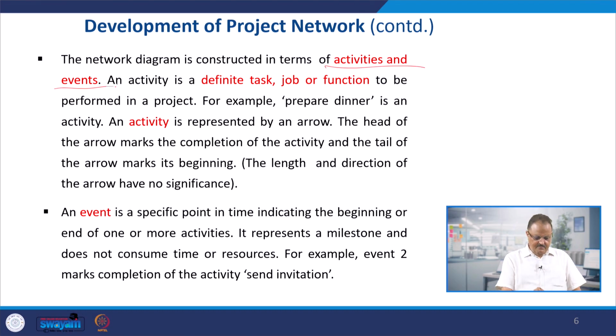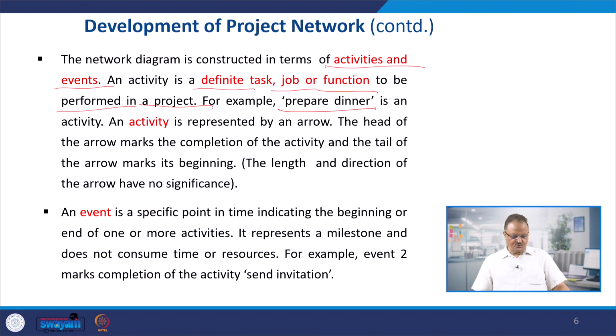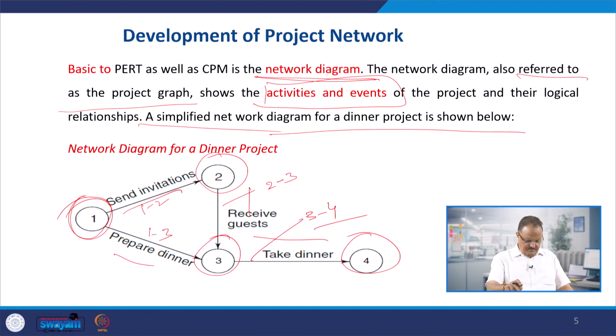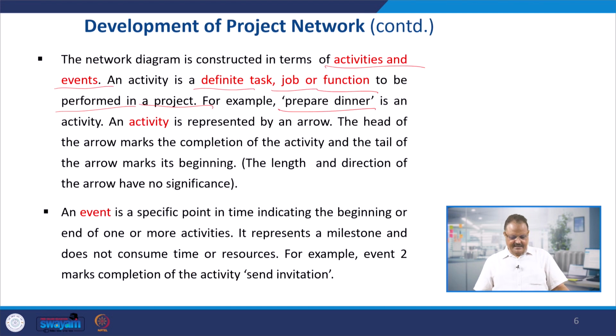It's clear. We have already seen that in terms of activities and events, we are developing the network diagrams, and an activity is a definite task, job or a function to be performed in a project, right? For example, prepare dinner is an activity. So that activity, maybe you call it 1 to 3, is an independent activity. An activity is represented by an arrow.